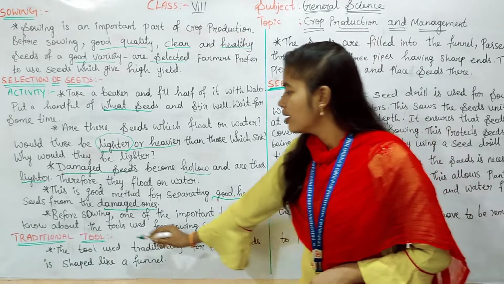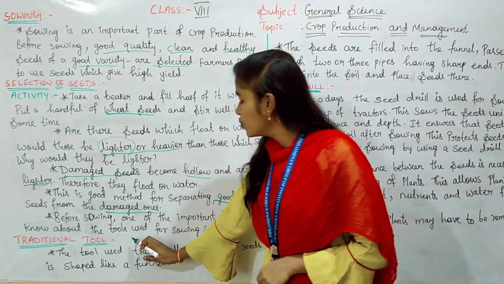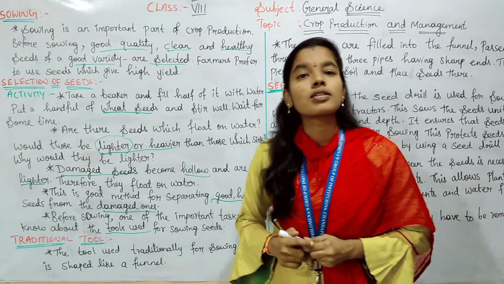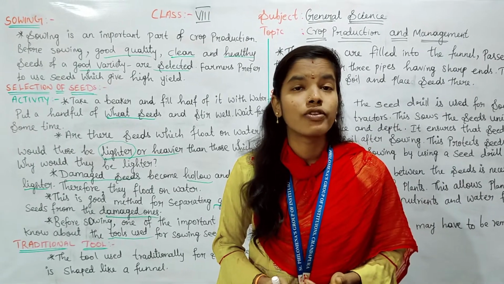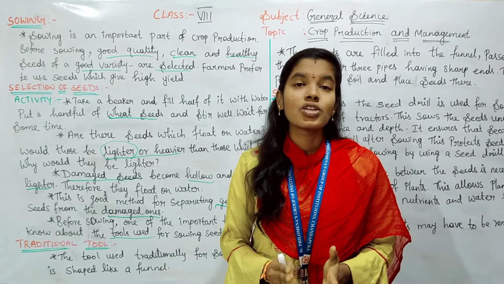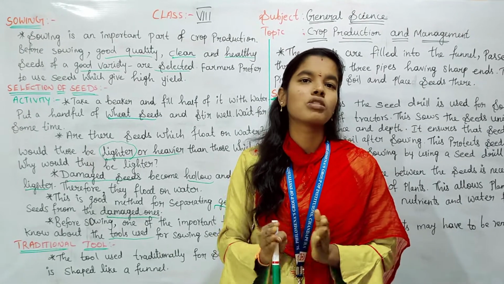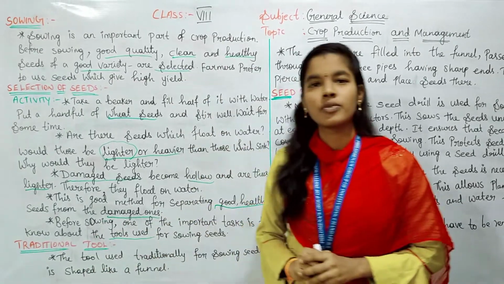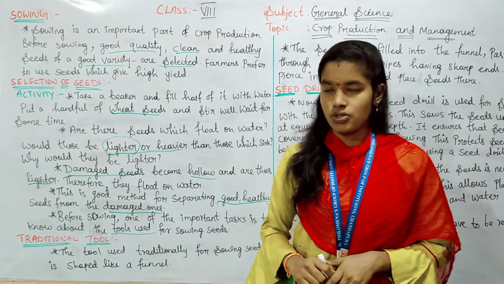Before sowing, one of the important tasks is to know about the tools used for sowing seeds. We have selected good healthy seeds now. So the next thing we must think about before sowing is the tools. What are the tools used for sowing? First one is the traditional tool. So we must know about the traditional tool.